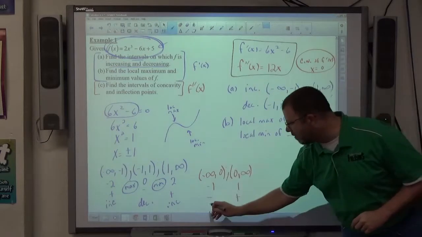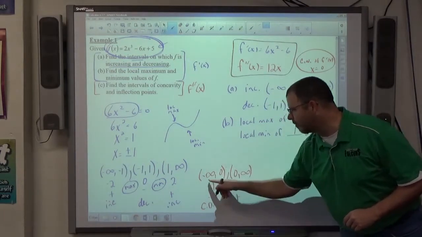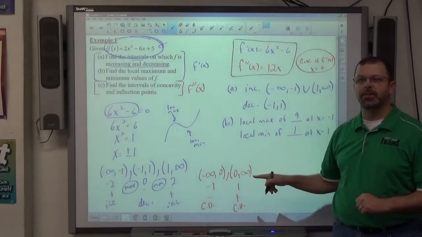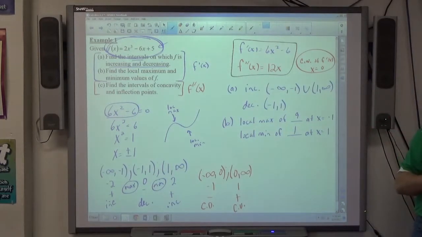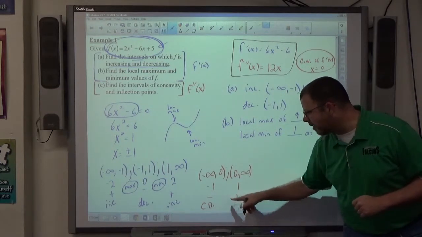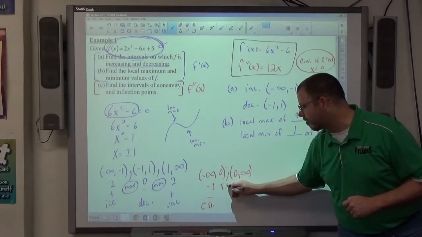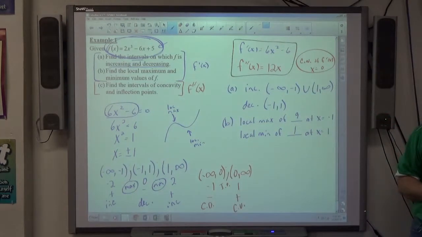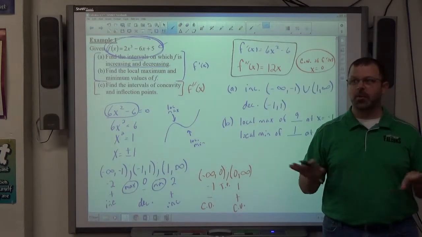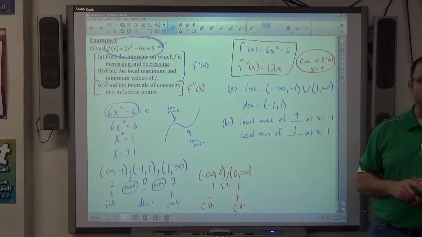I can see that the graph is going to be concave down from negative infinity to 0. It's going to be concave up from 0 to infinity. And it switches concavity not at an asymptote, because again, this is a polynomial function. There are no asymptotes. It switches concavity at 0. That means 0 is going to be an inflection point. That's all you have to do to establish an inflection point. If the concavity switches and there are no asymptotes around, then it's an inflection point.